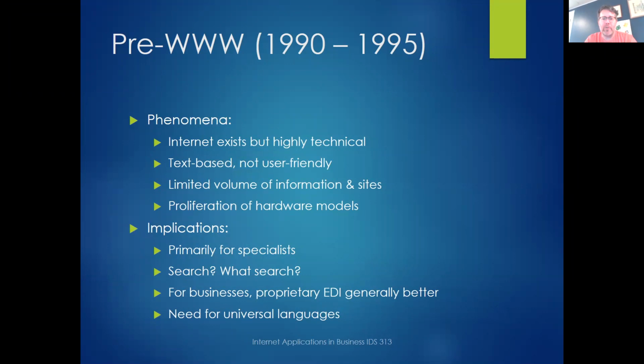So what we had were a few key phenomena, a few key states of the world at that time. Number one, the internet existed, but it was highly technical, right? It was something for specialists, not something that ordinary people had in their home. Number two, it was text-based.